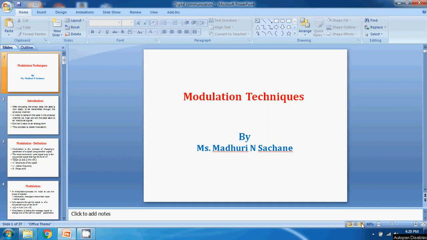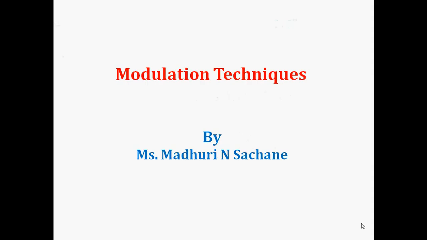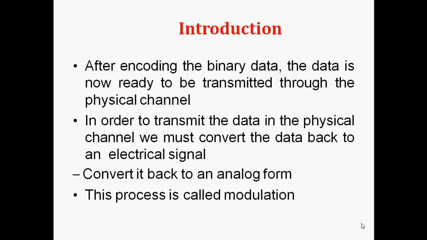So far we have an overview of analog and digital communication, and some concepts from digital communication also we have seen. Now we are going to see modulation techniques in digital communication. So after encoding, the binary data is now ready for transmission to the physical channel. In order to transmit the data in the physical channel, we must convert the data back to an electrical signal, that is, converting it back to an analog form, and this process is called modulation.